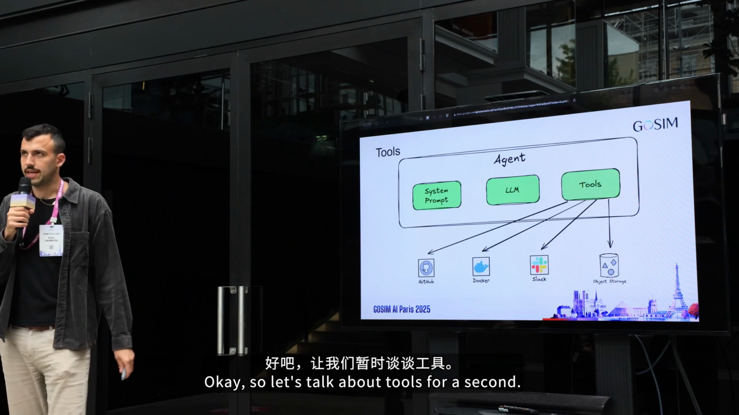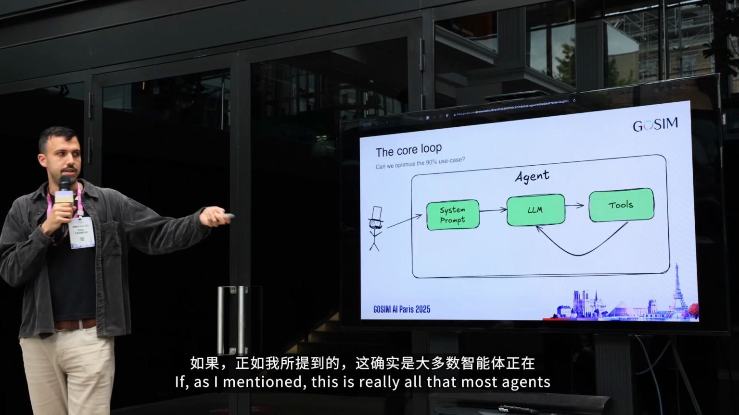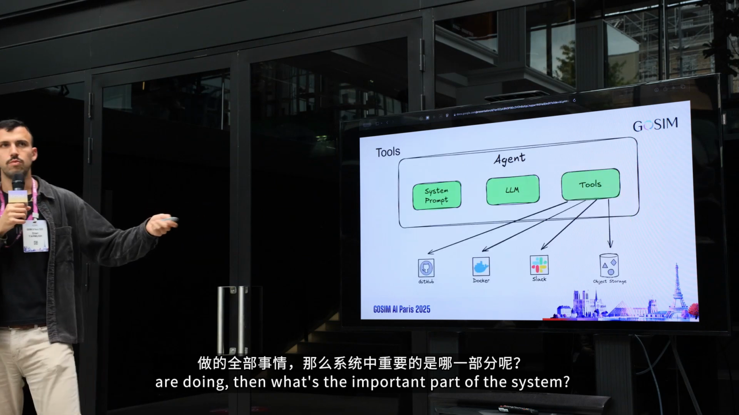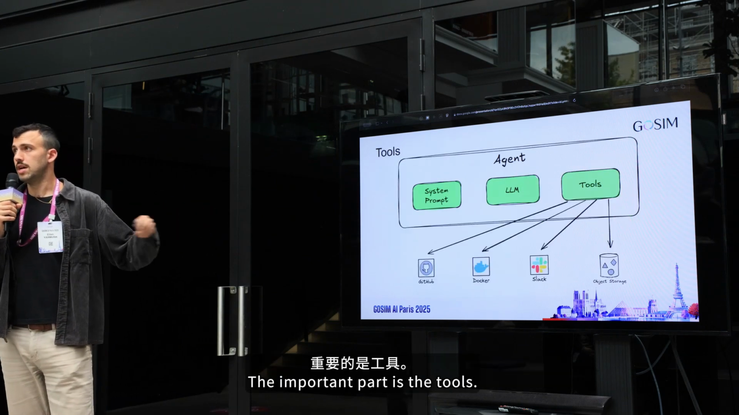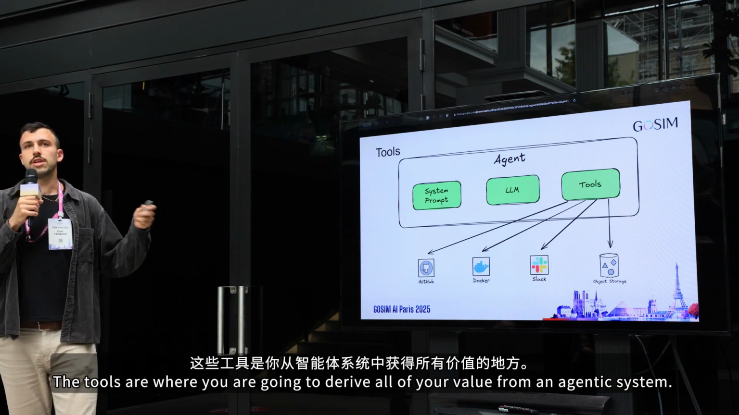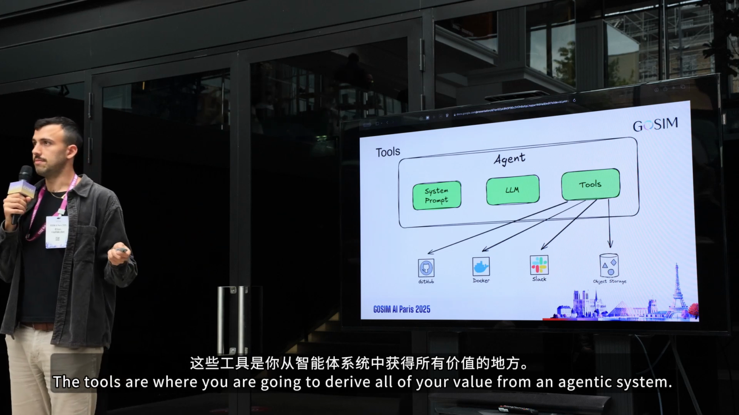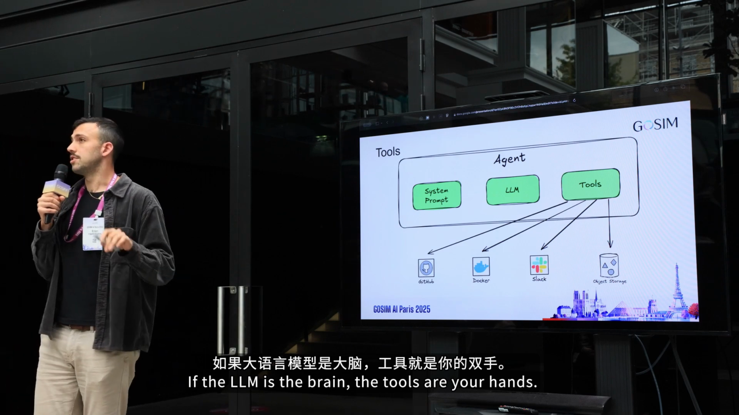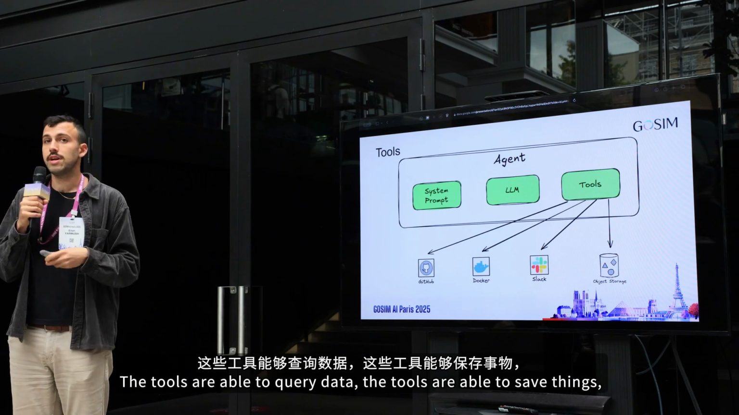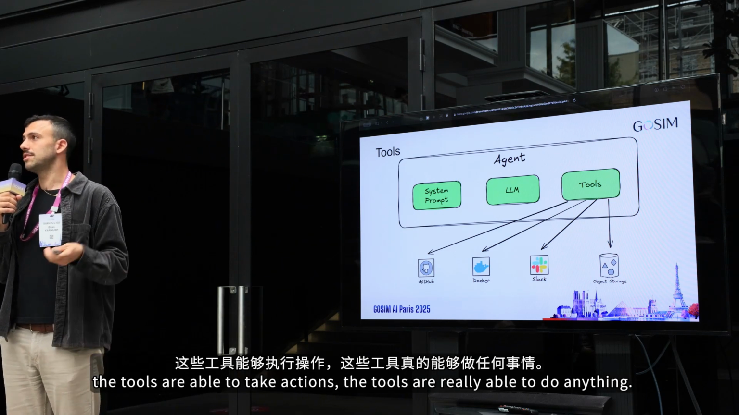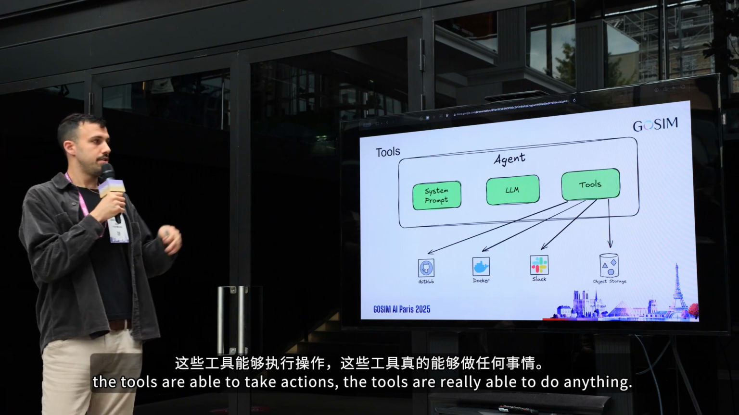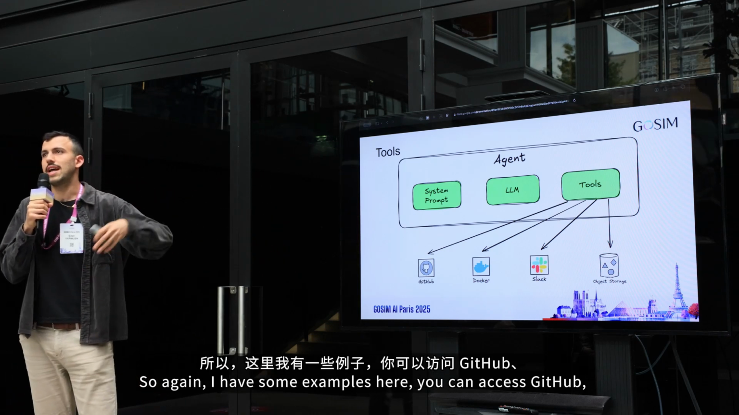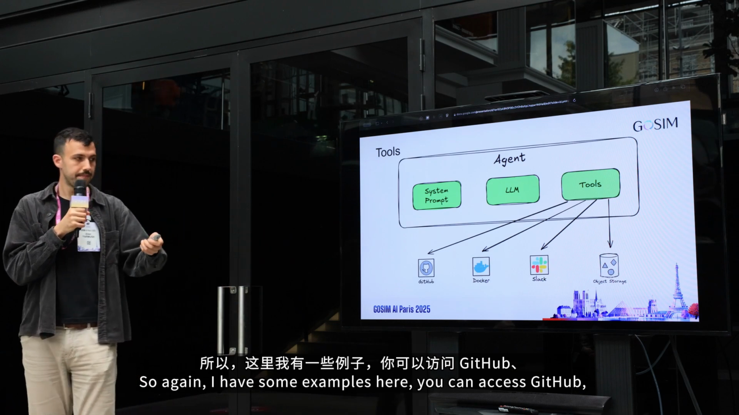Okay, so let's talk about tools for a second. If, as I mentioned, this is really all that most agents are doing, then what's the important part of the system? The important part is the tools. The tools are where you're going to derive all of your value from an agentic system. If the LLM is the brain, the tools are your hands. The tools are able to query data. The tools are able to save things. The tools are able to take actions. The tools are really able to do anything. So that's what makes this combination so potent. Again, I have some examples here. You could access GitHub, Docker, Slack, etc.